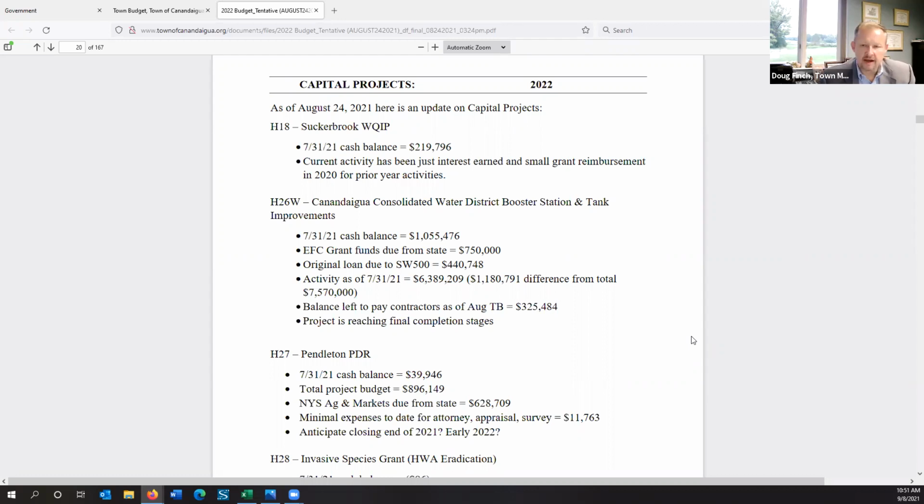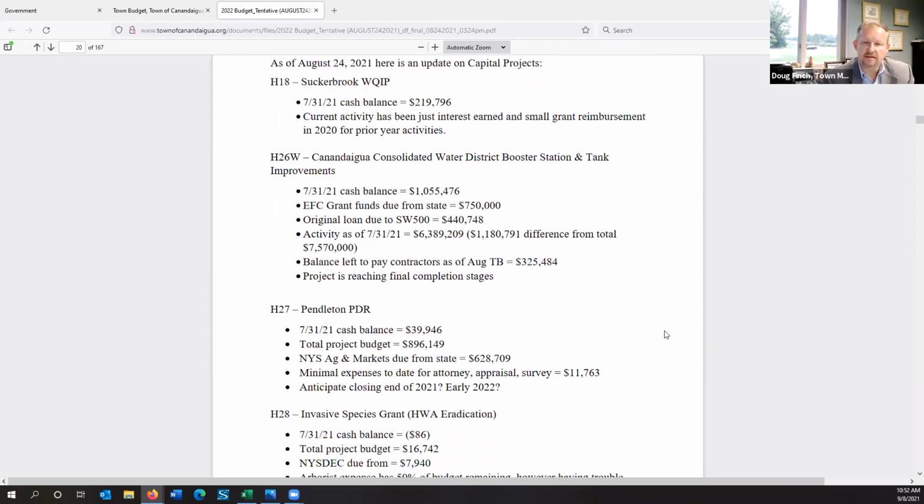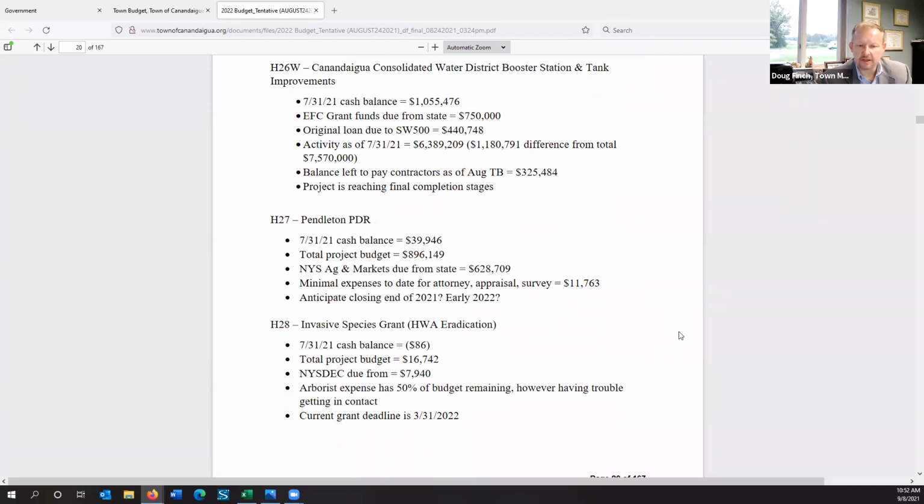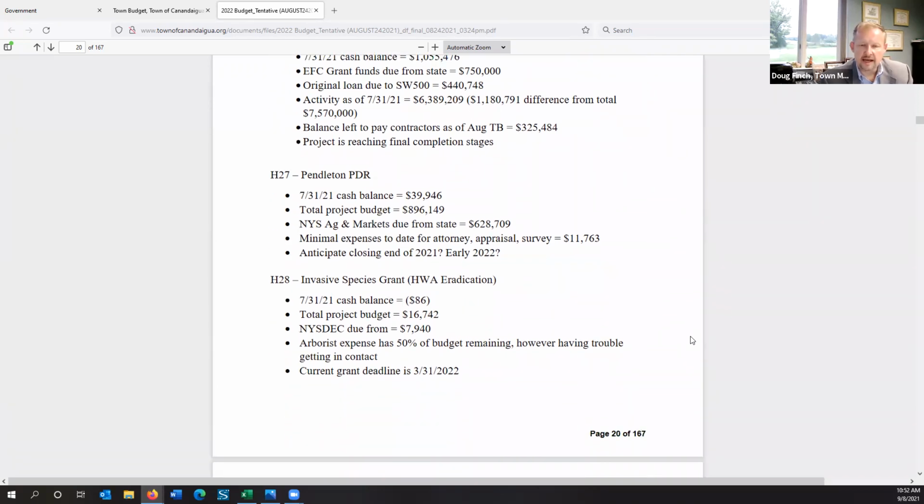Many are familiar with our Canandaigua Consolidated Water District Booster Station and the tank improvements associated with that. That is in all a $7.5 million water project. You see the 2 new tanks have been constructed now in Cheshire up on Rock Oak Hill, and you can see those from Cheshire. We've got a couple others I'll just touch on here real quick.